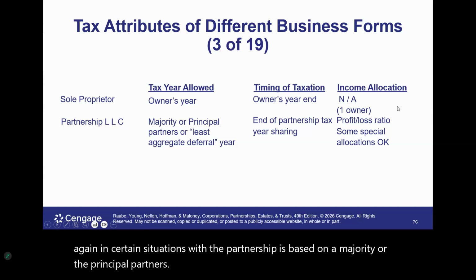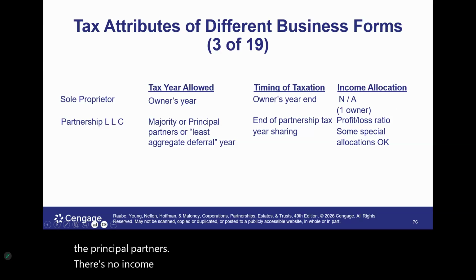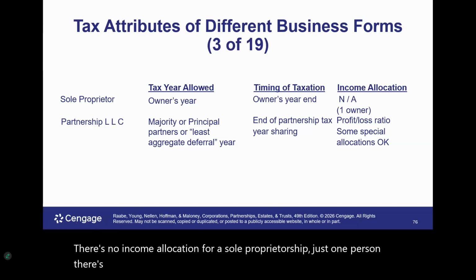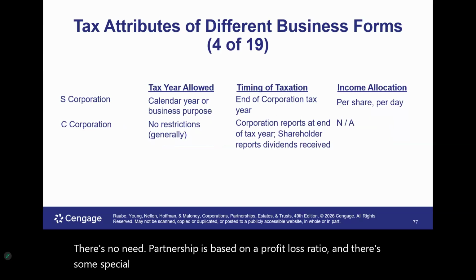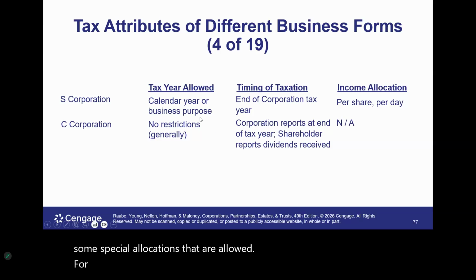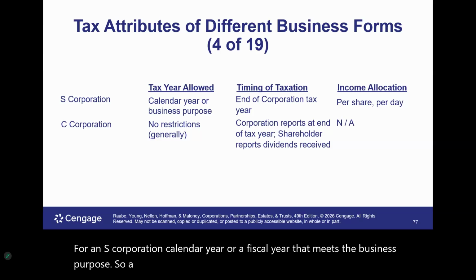There's no income allocation for a sole proprietorship. It's just one person, so there's no need. Partnership is based on a profit and loss ratio, and there are some special allocations that are allowed. For an S corporation, it's a calendar year or a fiscal year that meets the business purpose. So a calendar year is January 1st to December 31st.